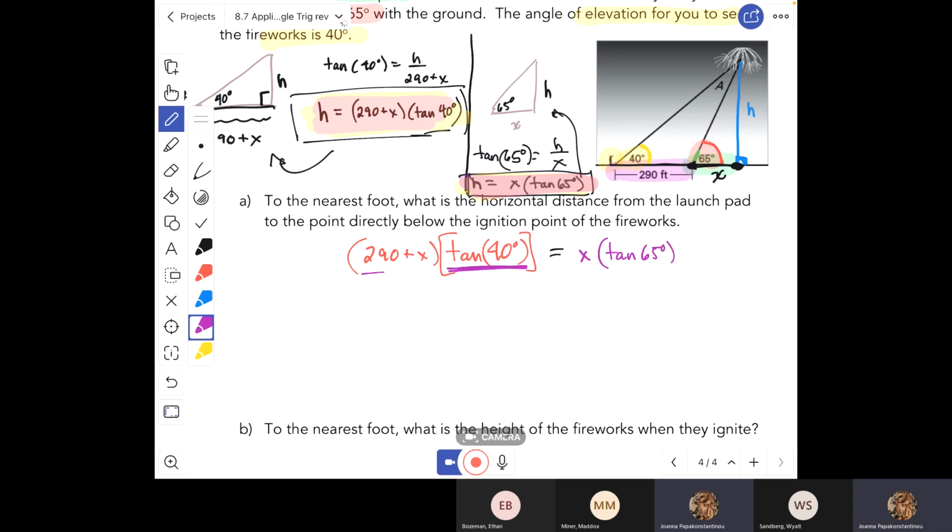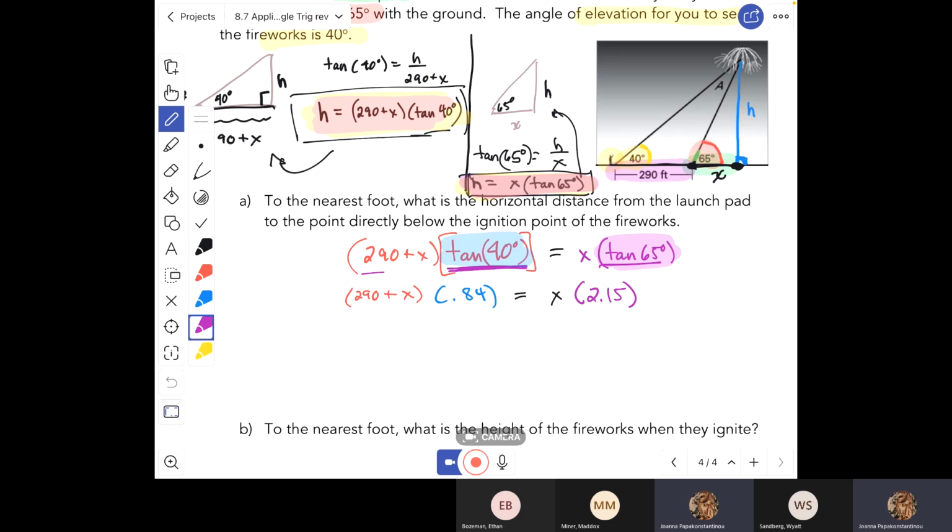Okay, so let me go ahead and evaluate, and you tell me, what is the tan of 40 degrees? 0.839. Okay, so I'm going to say 0.84. Again, I'm approximating. Otherwise, I would have just left it as tangent of 40 degrees. That is equal to X times, now let's go ahead and evaluate this. What is that? 2.15? So again, instead of putting the 2.15, I would have left the tan of 65 degrees.